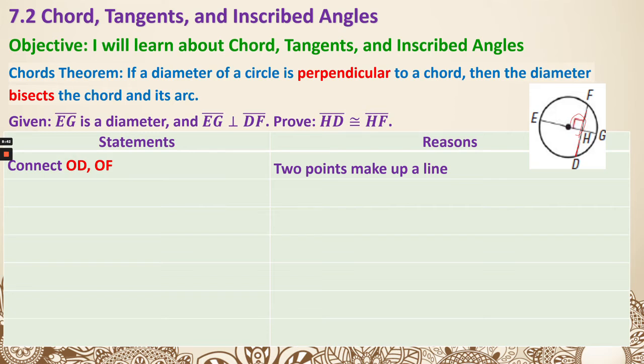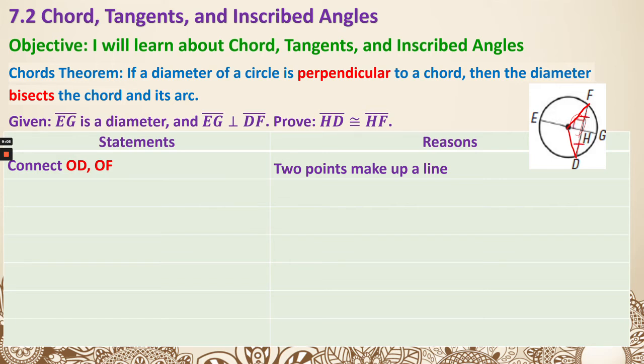Now let's see how we can prove that. Like I said, many times when we prove circles, we are going to use triangles. So in that case, we're going to actually form some triangles. And when we form triangles, radius is a very helpful thing. So we're going to connect OD and OF. Let's talk about the logic first. We're trying to prove HD is congruent to HF.